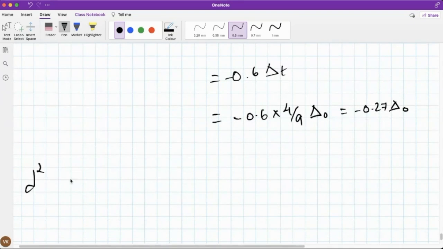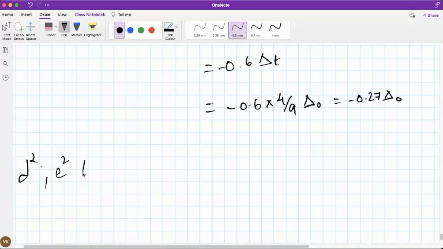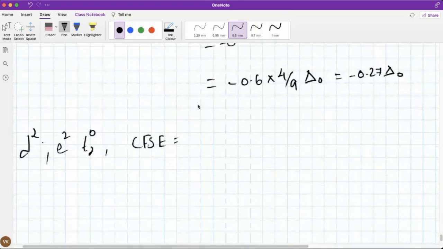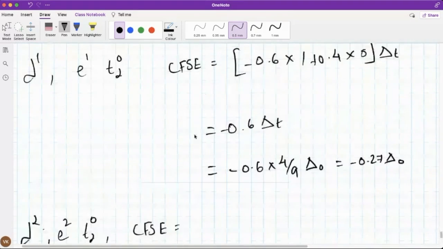So similarly, D2, I can go with E2 T2 0. Here let's say I use the formula for CFSE directly, instead of multiplying here, I can directly use it, or let's say I go with the simple one.